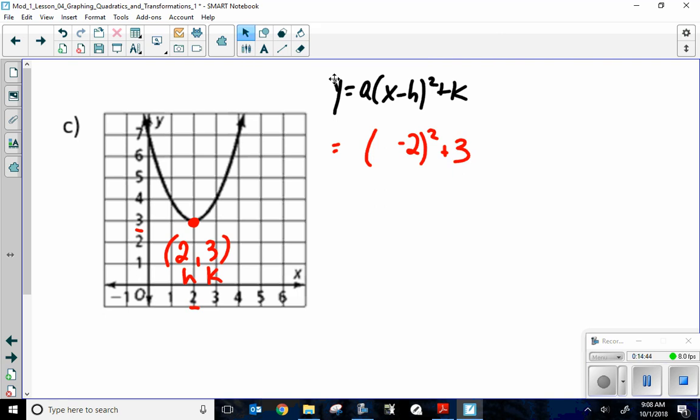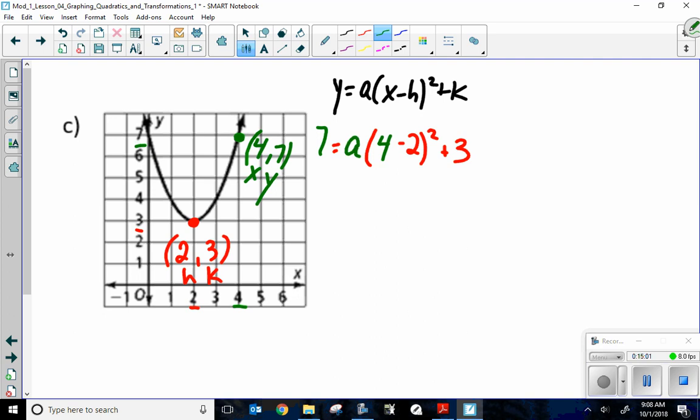Well, we have 2 points here. Let's go ahead and use this one, just to put some numbers in there. Okay, that point is at 4, 7. So that's 4, 7. That's an x and a y. My y is 7. My x is 4, and I've got to solve for A. I mean, that is it. So, this is 2. 2 squared is 4. So that A times 4 plus 3 equals 7.